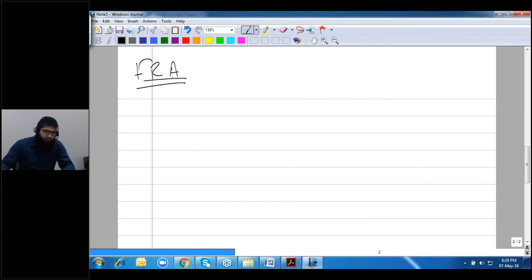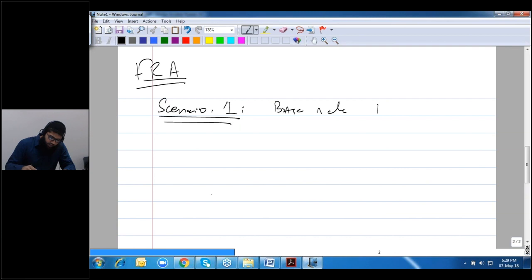So when it comes to dealing with the FRA, what you need to do is perform the calculations for two scenarios. Now what is going to be the calculation for two scenarios? I'm going to perform the calculation for scenario 1. Now what is that scenario 1? Scenario 1 is actually that the base rate is up by 1.1%. Now let's see.